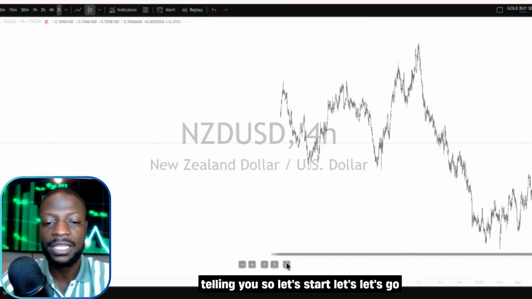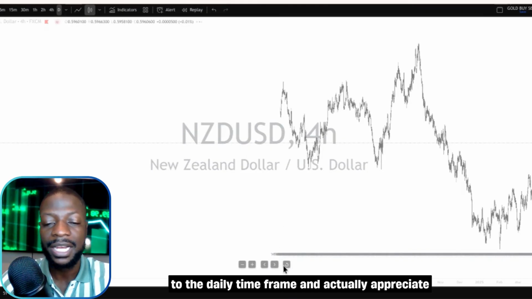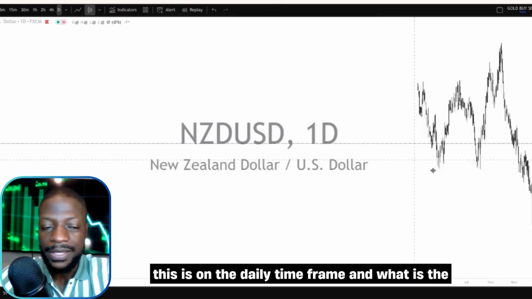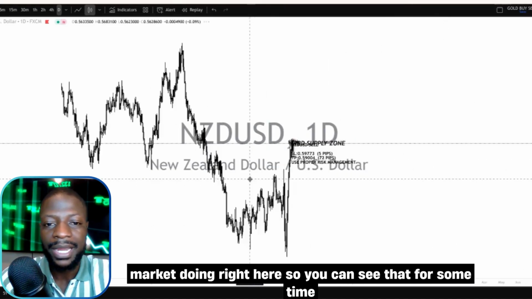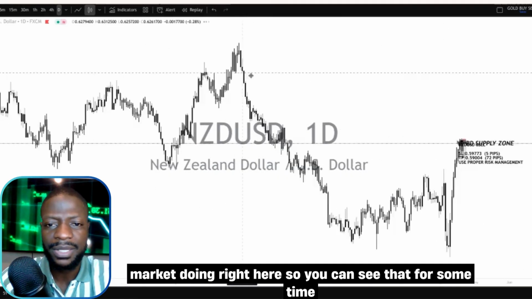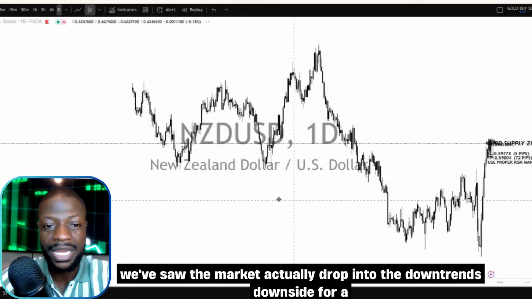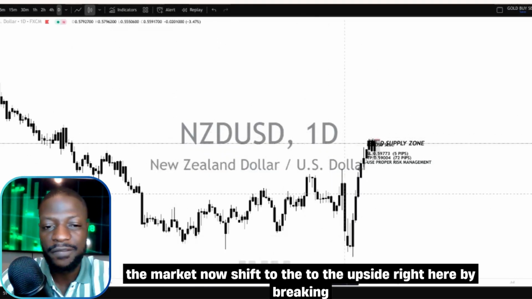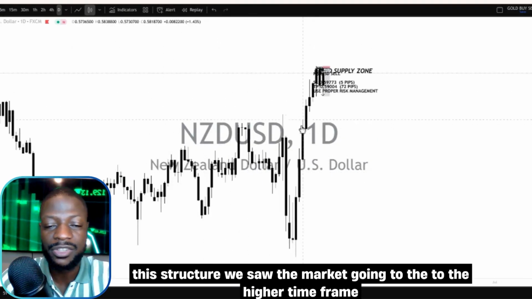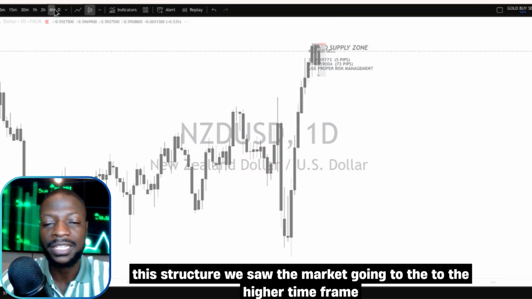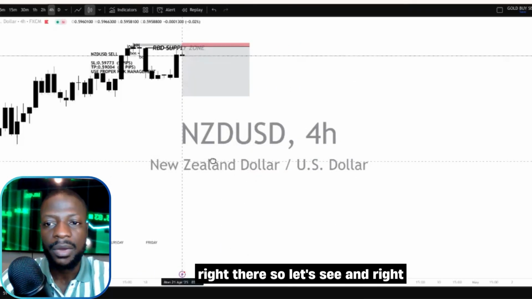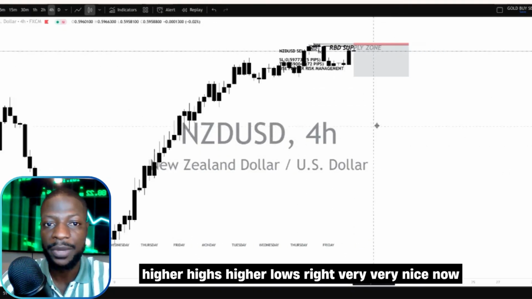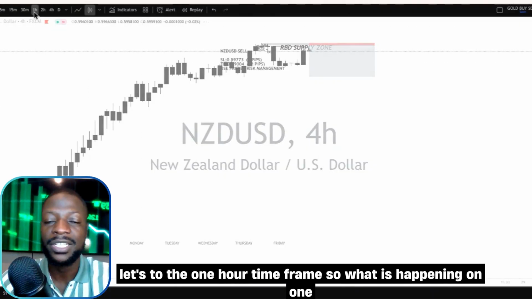So let's go to the daily time frame and actually appreciate what's happening on the higher time frame. This is on the daily time frame, and what is the market doing right here? You can see that for some time we saw the market dropping to the downside for a lot of time, right? And then we saw the market shift to the upside by breaking this structure. Right here, we also see the market creating higher highs, higher lows, higher highs, higher lows, right? Very, very nice.